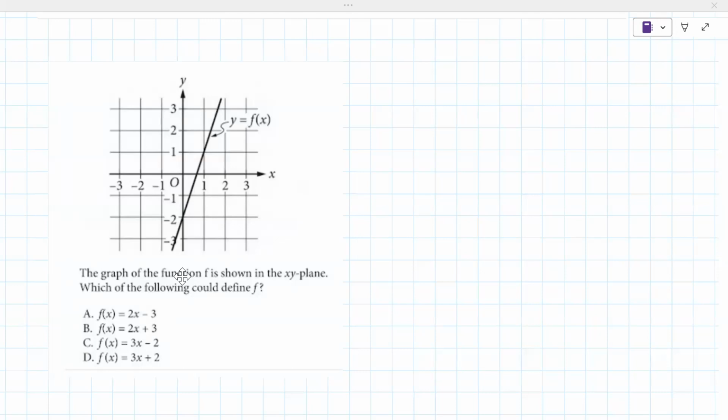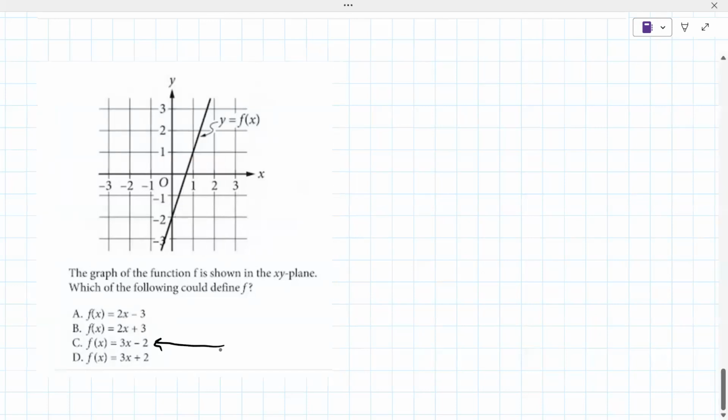I think it's C. Okay, why is it C? Why did you choose that one? Well, because it crosses at -2, and the only one that has -2 is C. That's exactly right. There is nothing more that needs to be done.